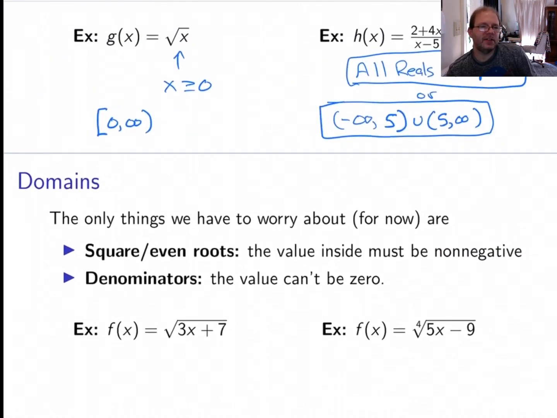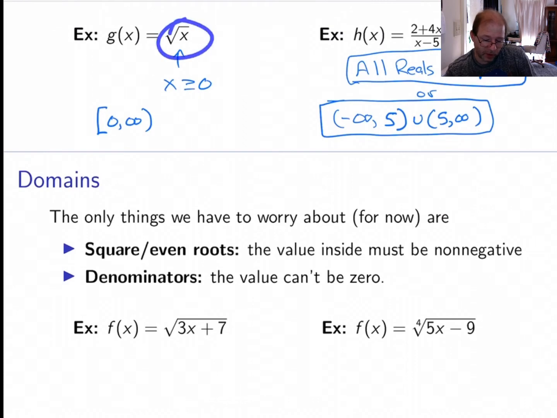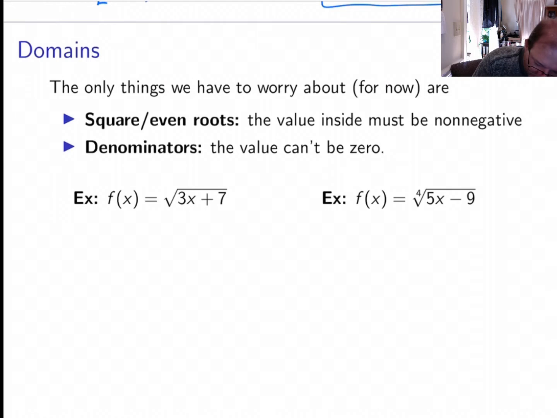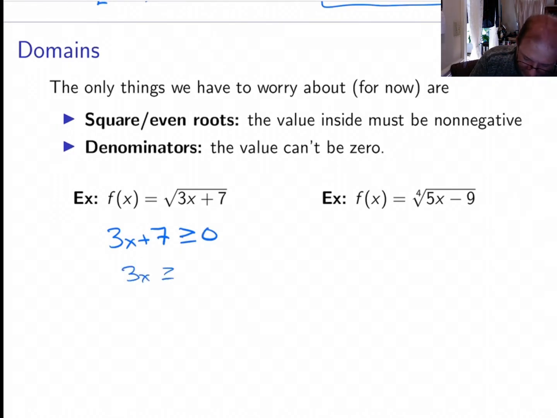Up here, it was kind of easy on the previous example because we're just looking at the square root of x, and so we said x has to be non-negative. Down here, though, for this one, we need 3x plus 7 to be 0 or greater. So what you do with this is you solve an inequality. You set 3x plus 7 and say that has to be greater than or equal to 0. So then we'll just move the 7 over, then divide by 3. We get x has to be greater than or equal to negative 7/3.